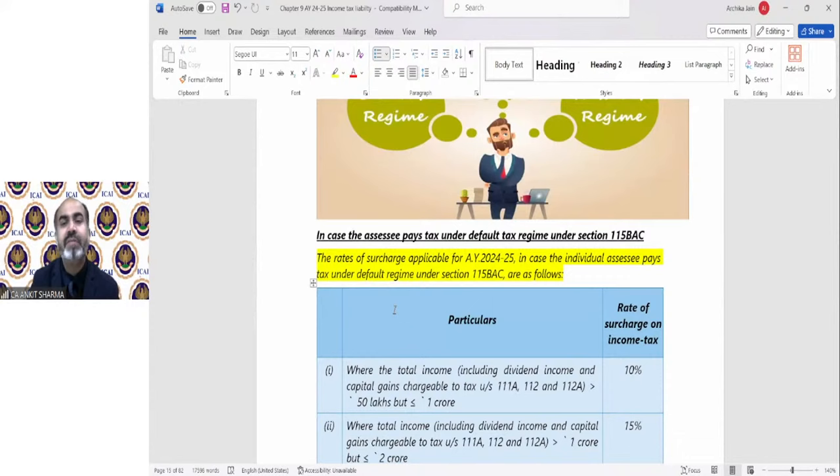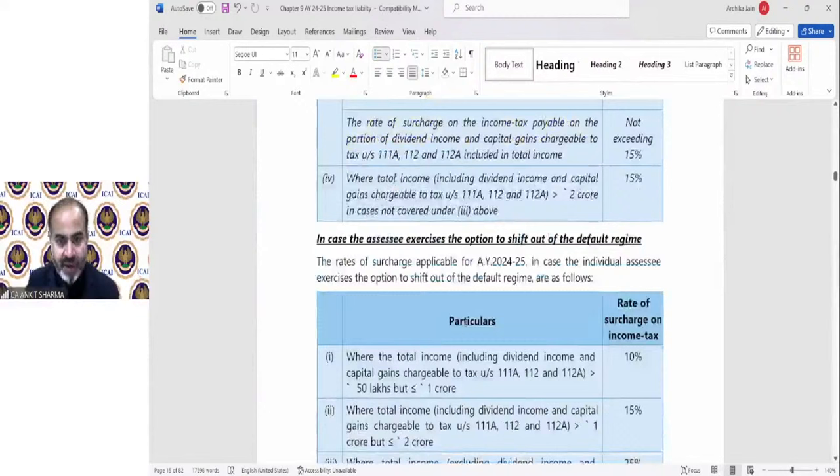So here are the provisions, and I have made the diagram also for it. Let me share that diagram with you. Just a second.